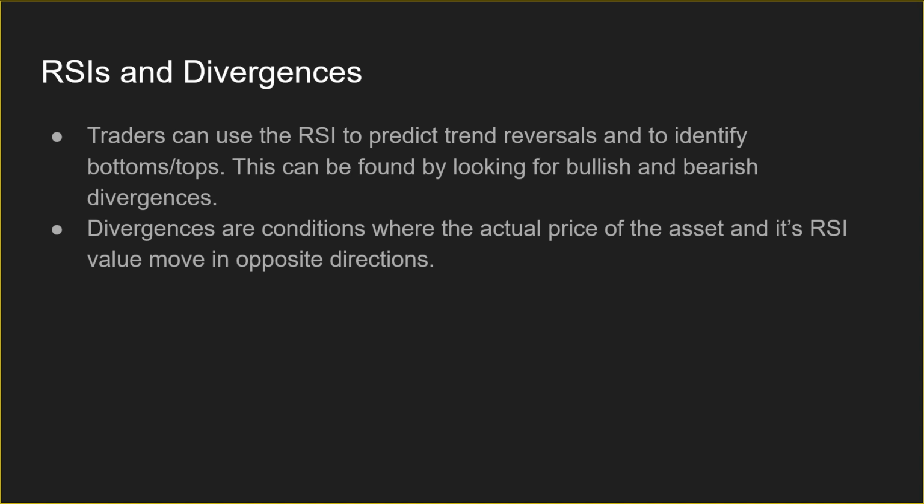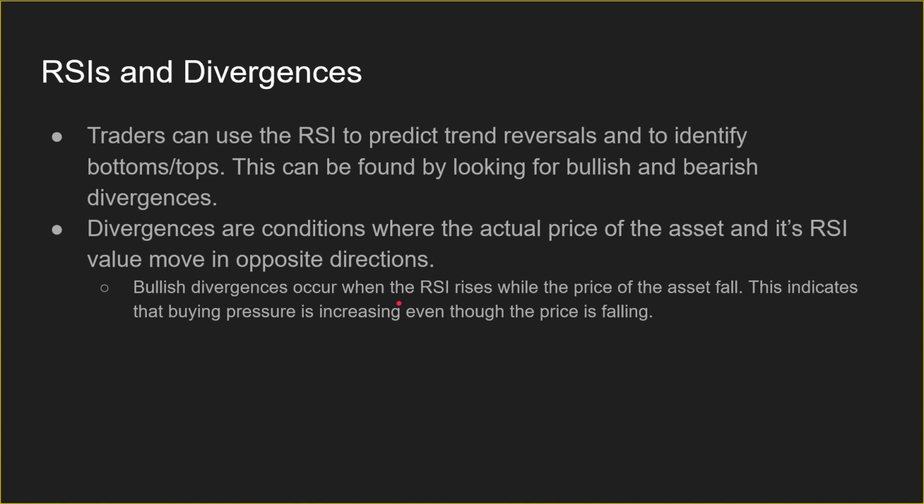This is similar to the MACD video, but instead of looking at the MACD, now we're taking a look at RSI and how that will produce divergences. Bullish divergences occur when the RSI rises while the price of the asset falls. This indicates that buying pressure is increasing even though the price is falling. Selling pressure is starting to weaken.